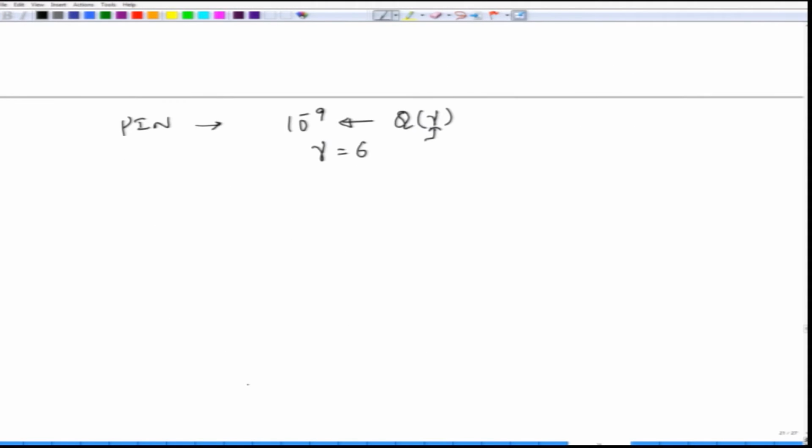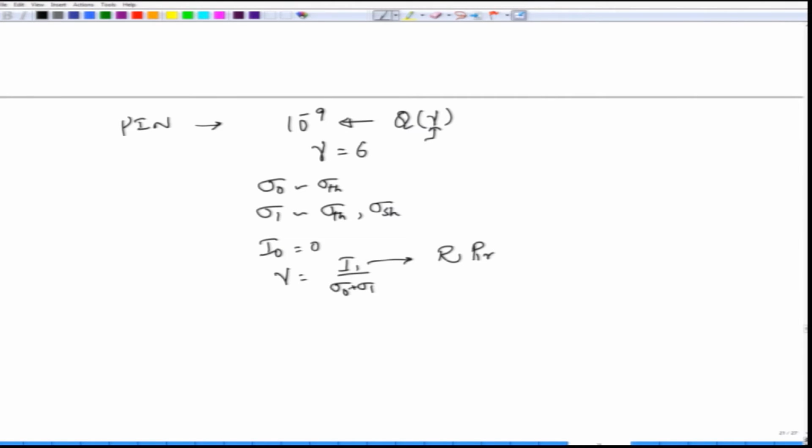Now, what happens is that for the case of pin diode, sigma 0 is sigma thermal, sigma 1 includes sigma thermal as well as sigma shot noise. If you look at the resulting values that you want, assume also that I0 is equal to 0 just for purposes, then the gamma factor, which is I1 divided by sigma 0 plus sigma 1, and I1 is nothing but R P1R, and you can go back and assume that R is equal to 1, this is kind of an ideal scenario, then the required received power should be gamma times sigma 0 plus sigma 1. This is what you require.